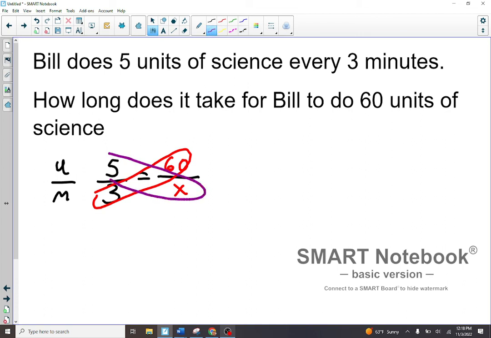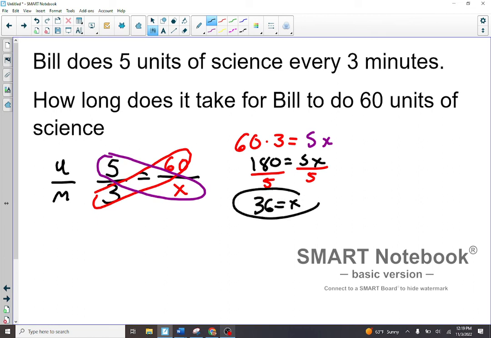So we're going to cross multiply. 60 times 3 equals 5 times X, so 5X. 180 equals 5X. Divided by 5, divided by 5. Does it matter if it's 3 over 5 or 5 over 3? As long as it's a match. So then, 36 equals X. Oh yeah, that's right.